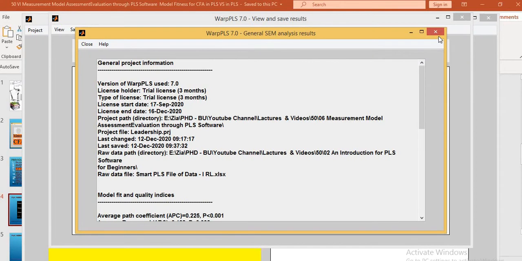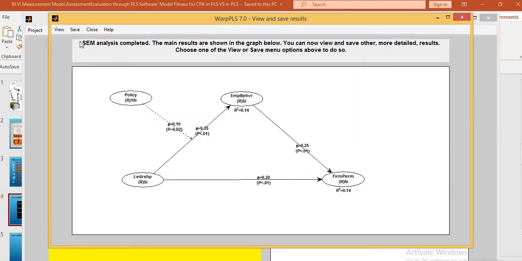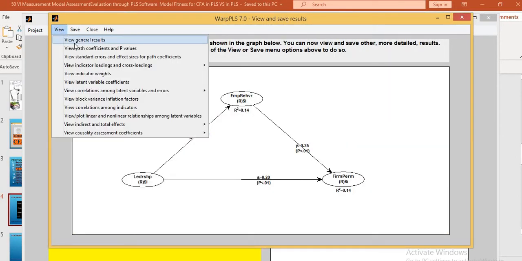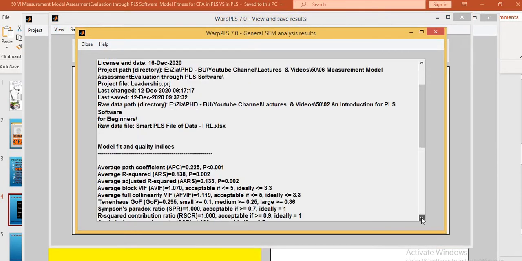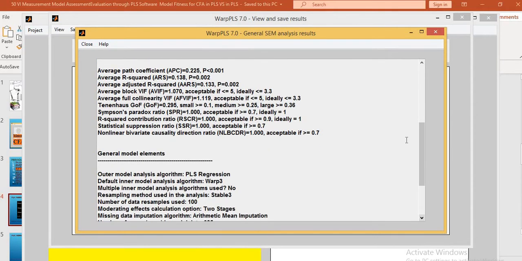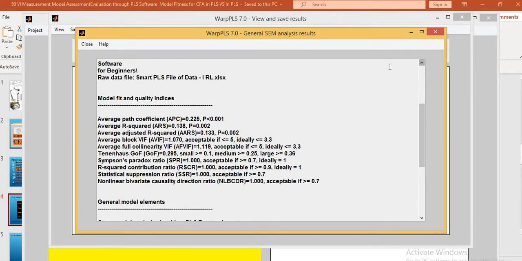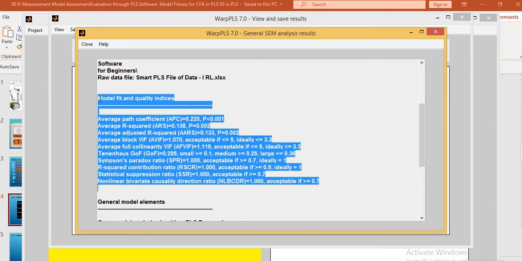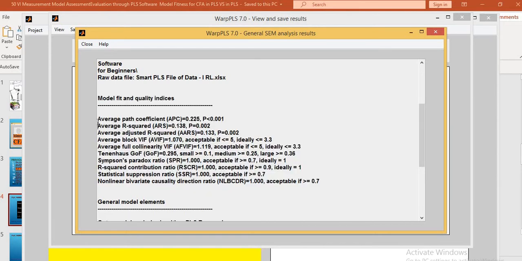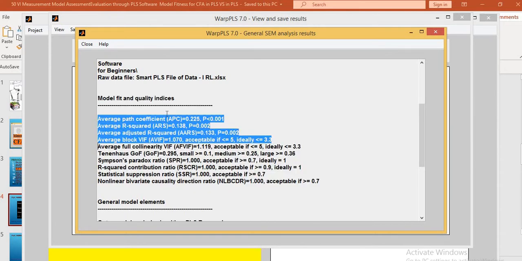The first tab under the view results is view journal results. View journal results is actually the path to check the model fitness. These are the indices or indicators, the model fitness and quality indices. These 7 to 8 are the indices to show the model fitness in your paper.